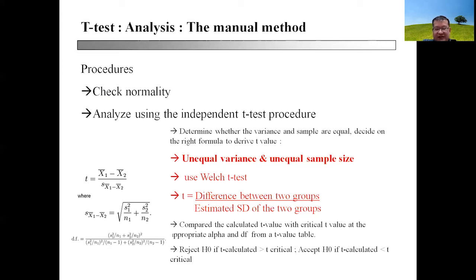So based on that, you can see that there are also modifications done to the t value here based on the differences between the two groups divided by the estimated standard deviation of the two groups. The same principles apply here of either you accept or reject the null hypothesis.